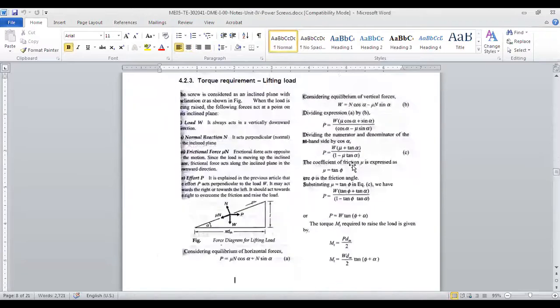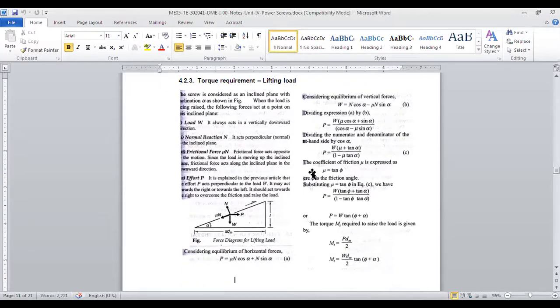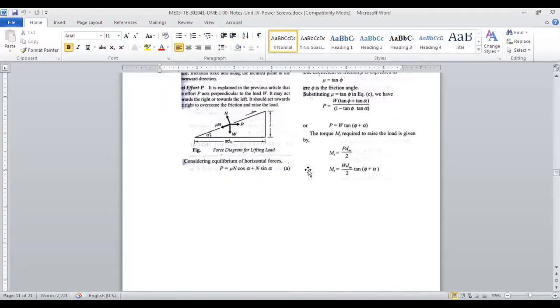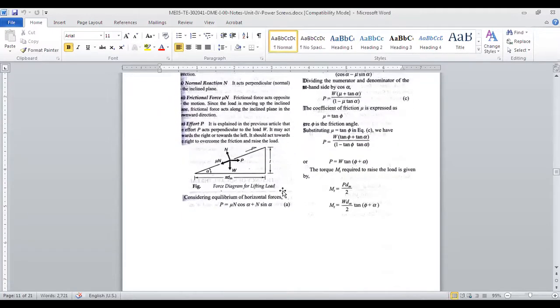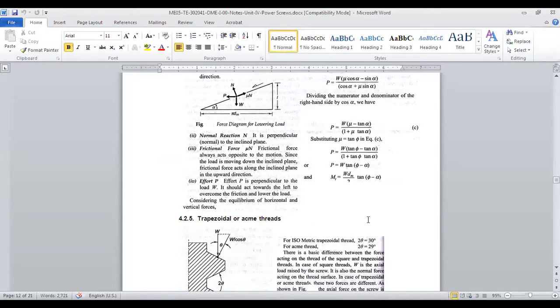Okay, and importantly, we have seen what is the torque required to raise the load or lower the load, right, in case of square threads. Okay, we have seen this. We have gone through it a couple of times. Torque required to raise the load, when the friction is against the gravity, Mt is W into dm by 2 into tan(phi plus alpha). Just remember this equation. Torque required to raise a load will be W into dm by 2 tan(phi plus alpha), and to lower the load it will be W into dm by 2 tan(phi minus alpha).